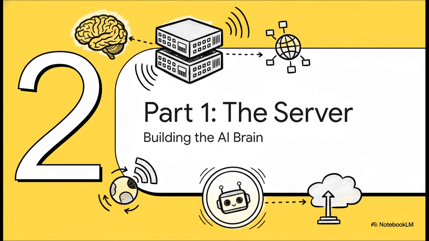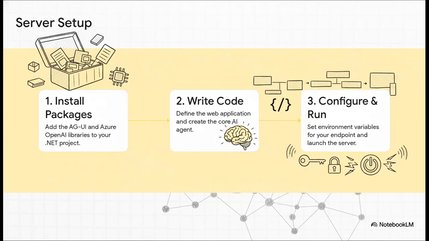Let's start with the brain itself. We've got to build the server that's going to host our AI agent and open up a doorway so our chat interface can talk to it. And here's the good news. The agent framework makes this whole process way simpler than you might think. From a high level, it really just boils down to three main steps. First, you install the packages you need. These are like the Lego bricks for your project. Second, you write the actual code that defines your web app and creates the AI agent. And finally, you just configure it with your credentials and fire up the server. And just like that, your AI brain is online.